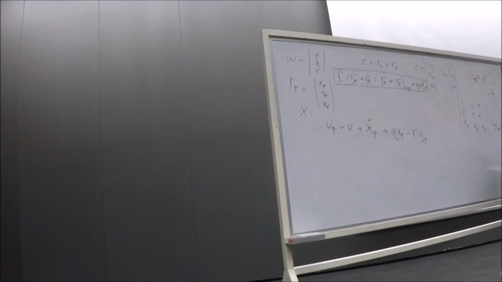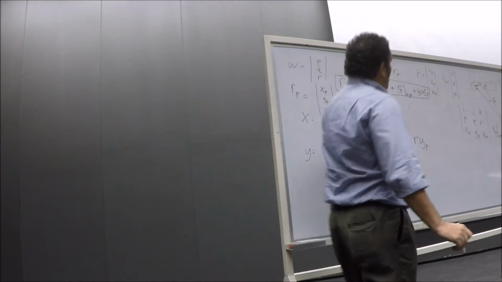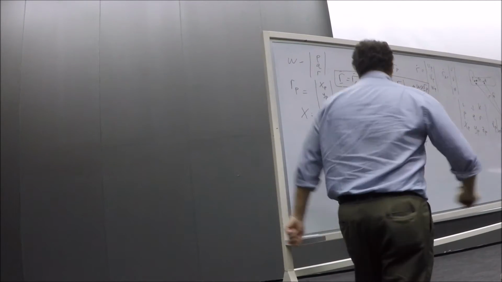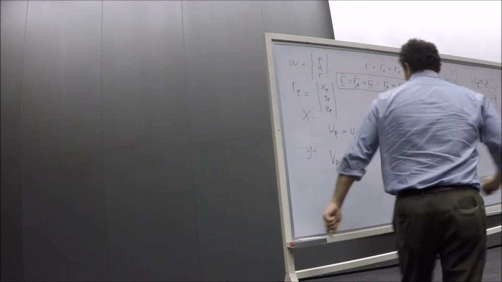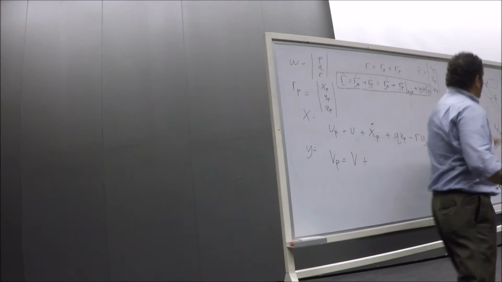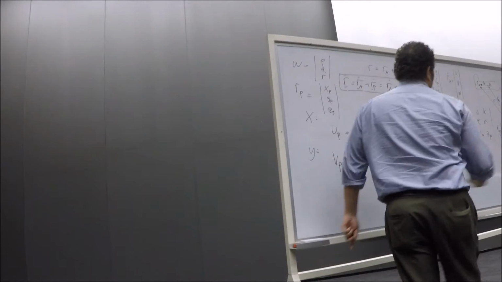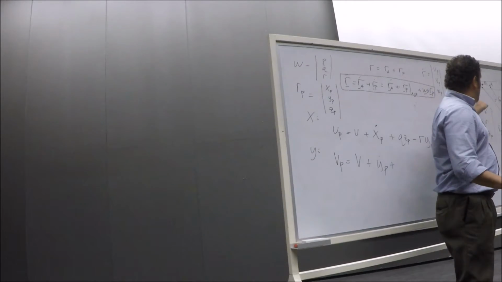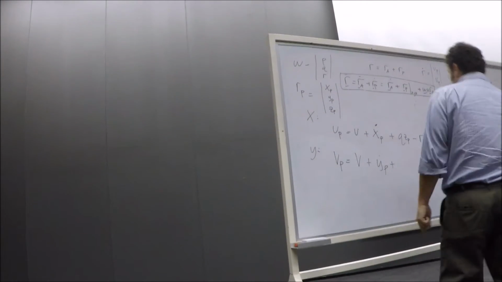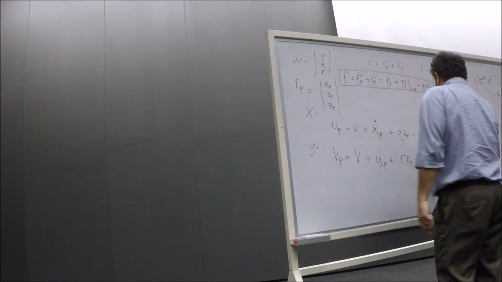Good. Now we do the same along y. For y, the component of the absolute velocity is vp. The relative velocity is v. The probe velocity is y dot p. And then we have the vector product along the j unit vector. So this is r xp minus pz. Okay?